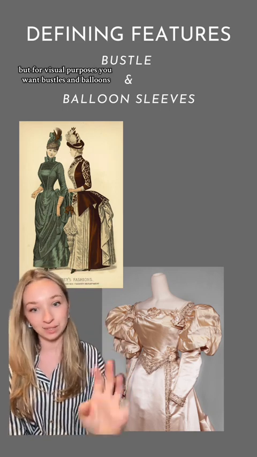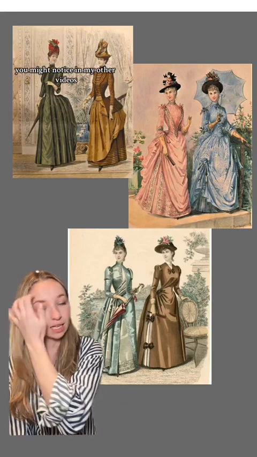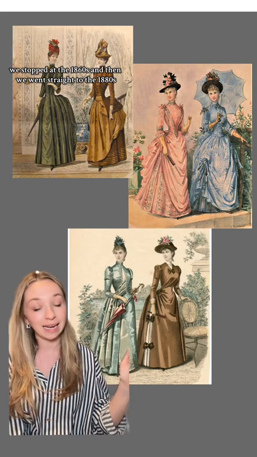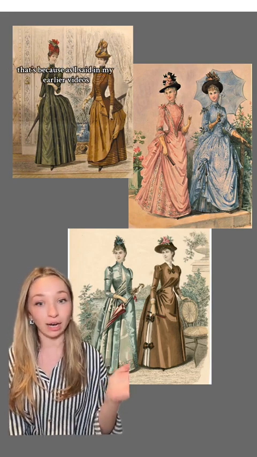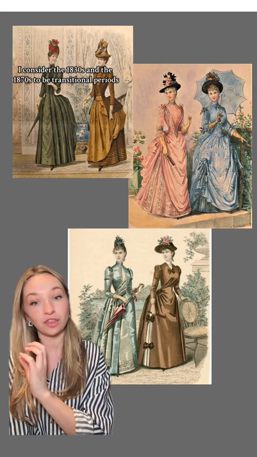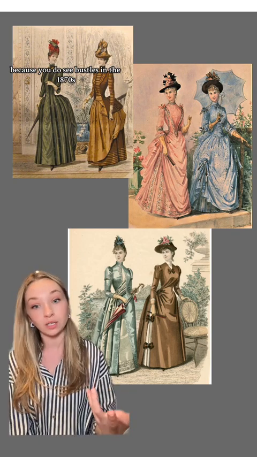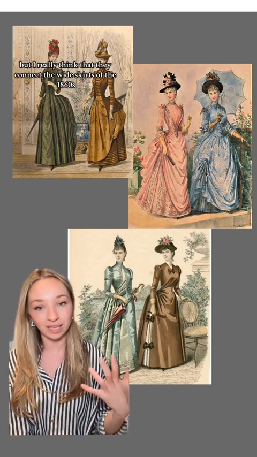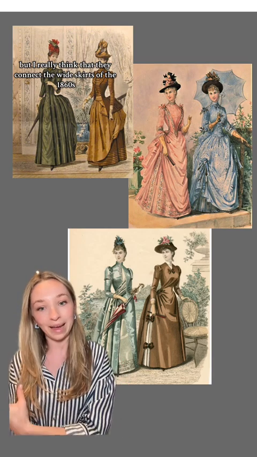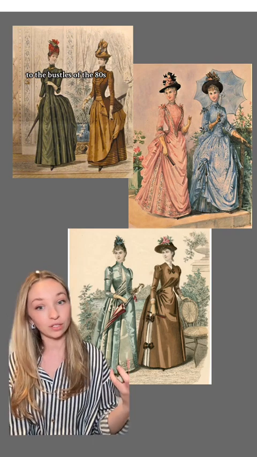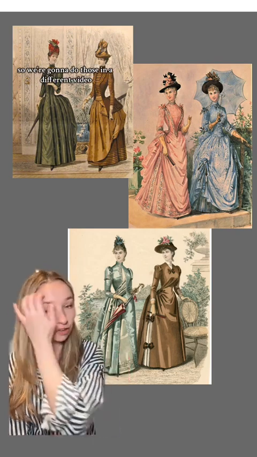bustles and balloons. You might notice in my other videos, we stopped at the 1860s and then we went straight to the 1880s. That's because, as I said in my earlier videos, I consider the 1830s and the 1870s to be transitional periods because you do see bustles in the 1870s, but I really think that they connect the wide skirts of the 1860s to the bustles of the 80s. So we're going to do those in a different video.